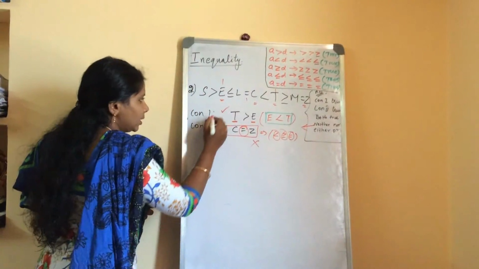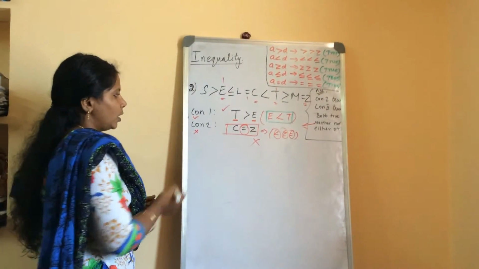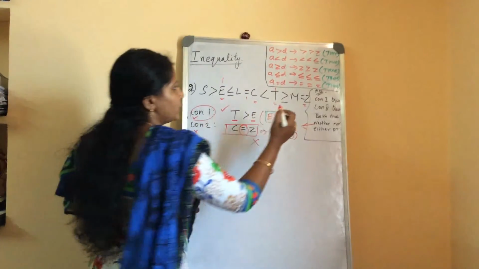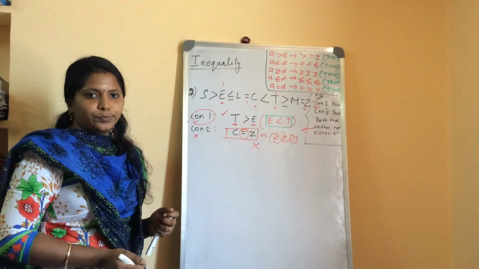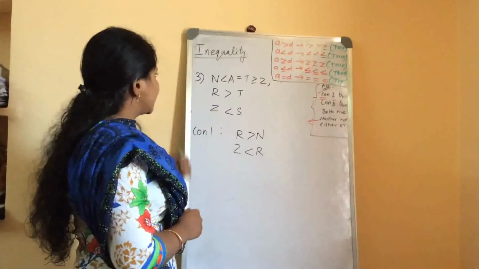So we have conclusion 1 is true and conclusion 2 is false. Only the statement, that is conclusion 1, is true. So this will be the answer. Conclusion 1 is true. Okay. We'll go for the next sum. Okay. Let's go to the third example.